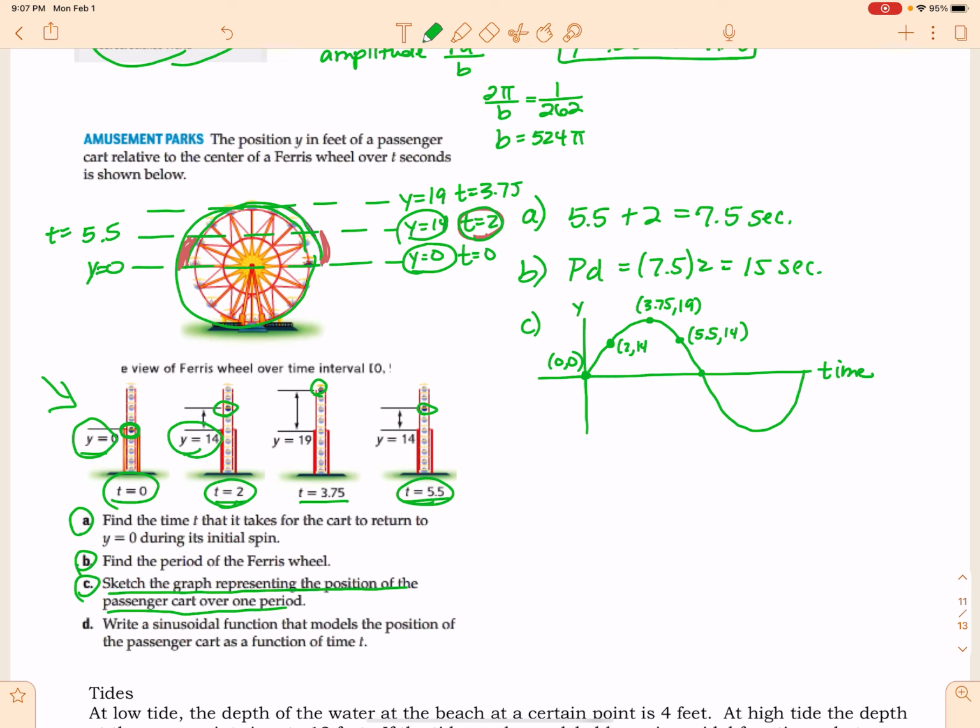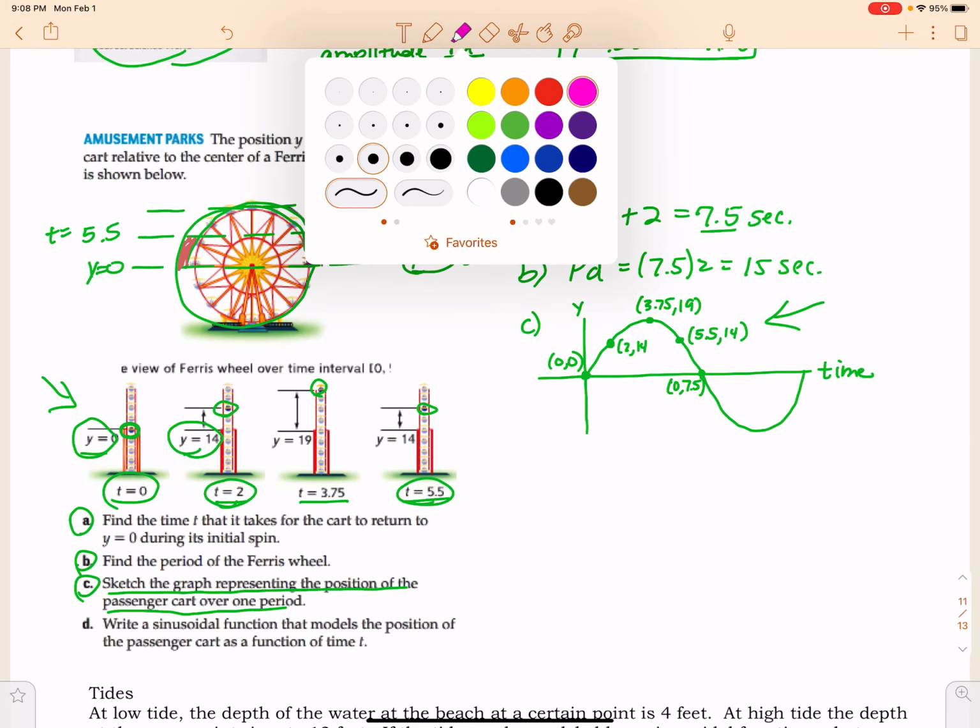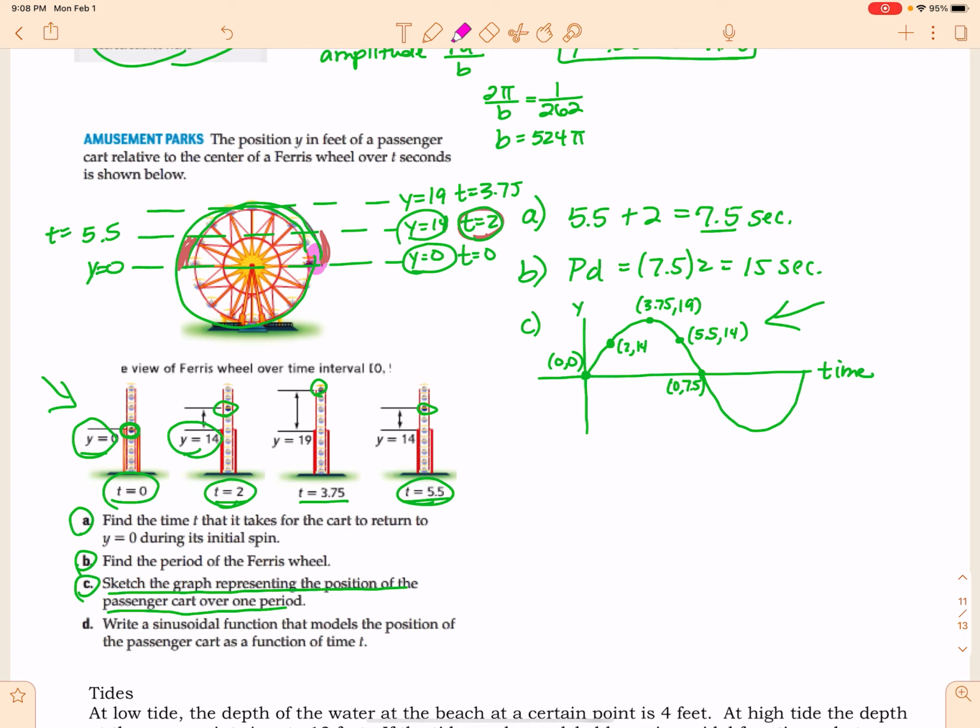Okay, so at a specific time, t of 2, 14, at the peak up here, it's 3.75, 19, and then as it scooches back down, it's going to be 5.5 and 14. And then once it reaches here, we know that that takes 7.5 seconds. So that is going to be 0 and 7.5. And then as it scooches back around, this is the top half of the circle right here. Okay? So what I am looking at here is this. That's what I've taken care of so far right here.